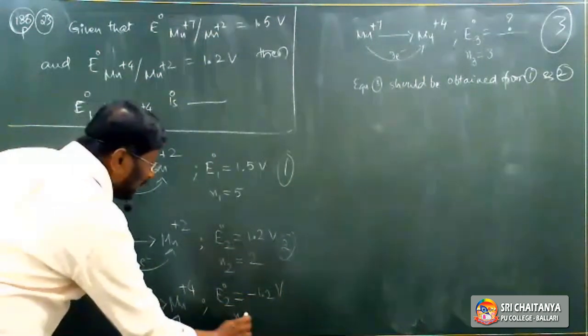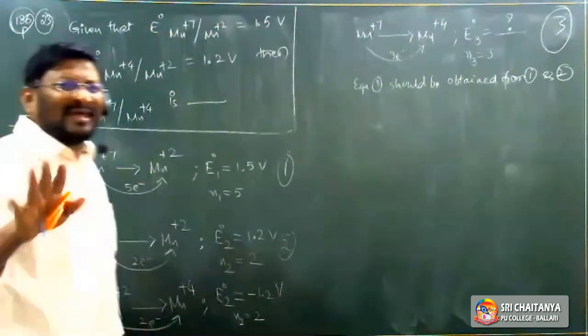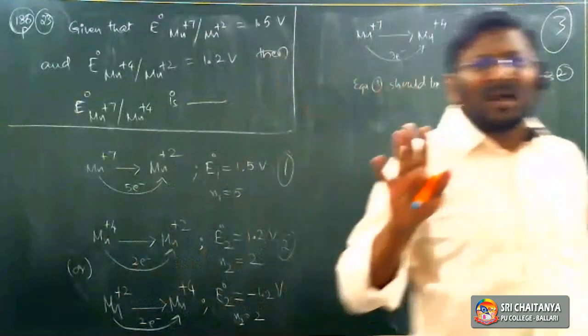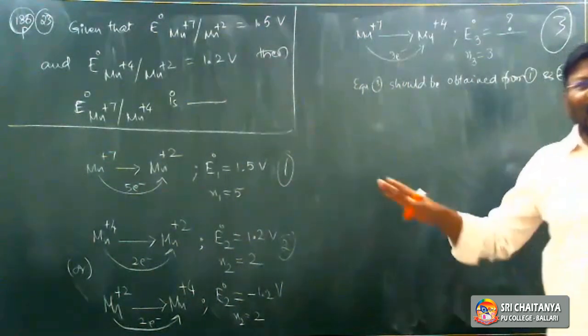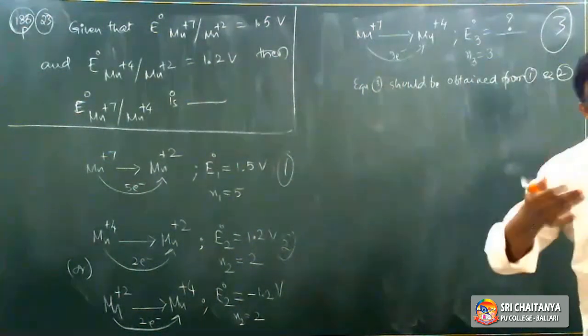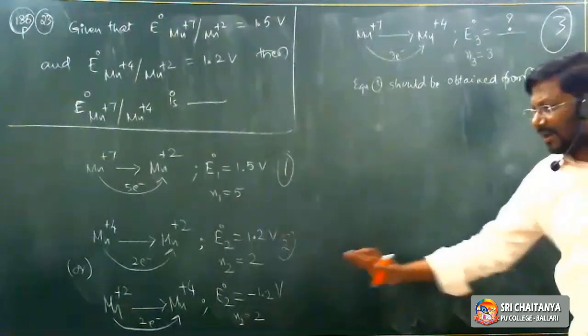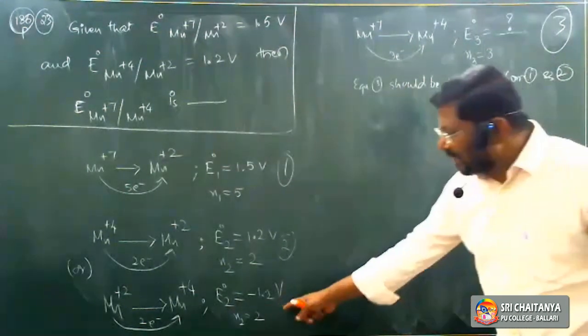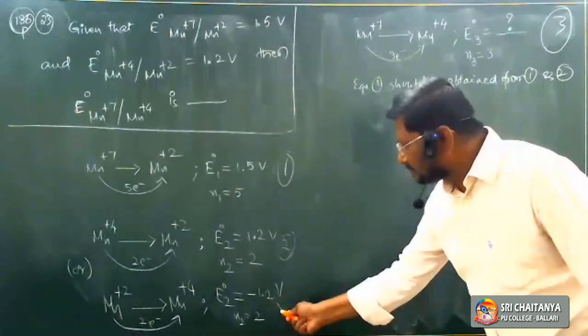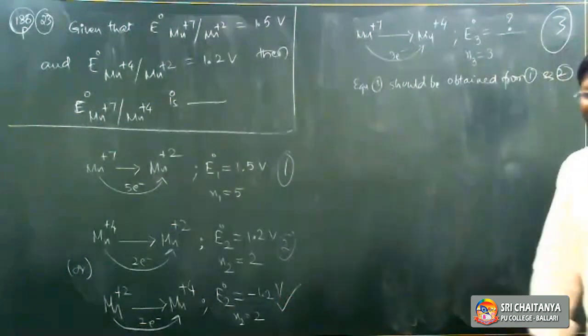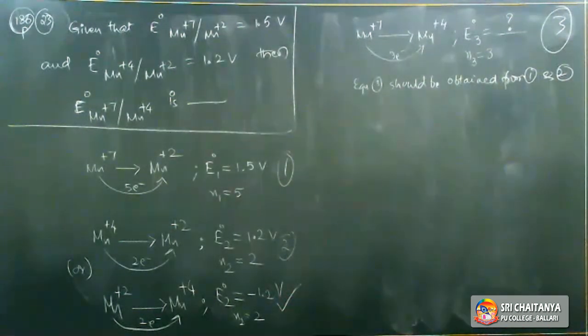Then as usual N2, how many electrons are in transfer? I am not saying how many gained or how many lost, simply how many are in transfer. So now you consider this. Let us add both of them. Then we get this equation.